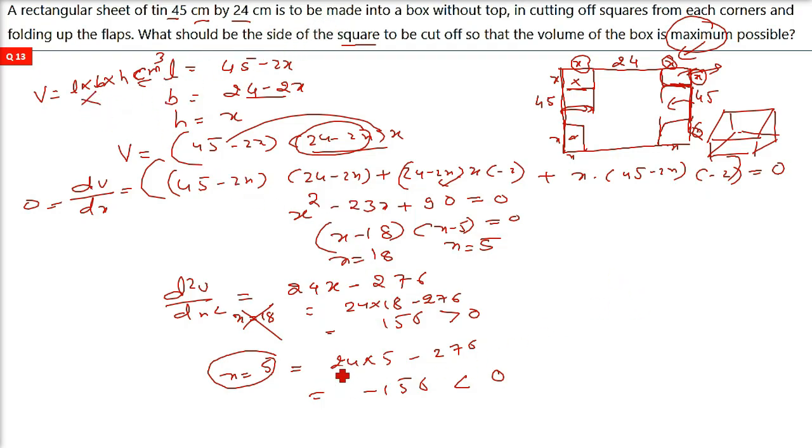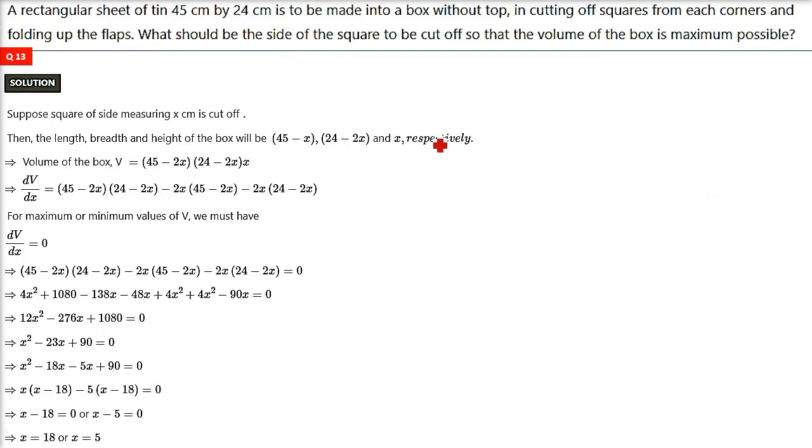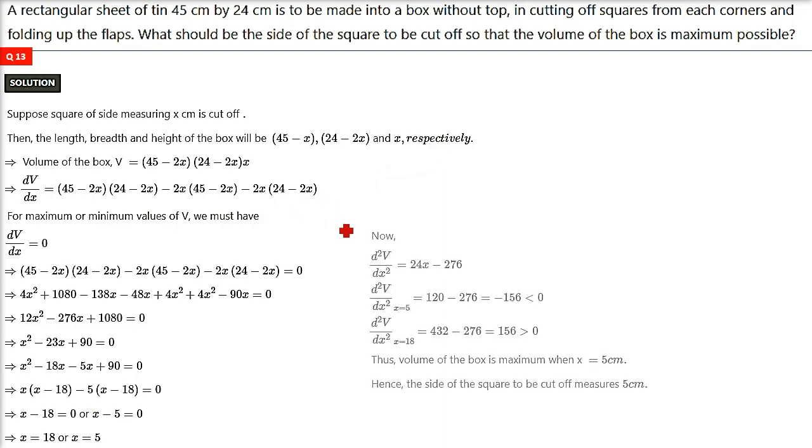I hope you got the idea why we have taken x equals 5 and ignored x equals 18. x equals 5 is the final answer because the question is asking only about the dimension. When you have x equals 5, length can be 45 minus 5 into 2 and breadth will be 24 minus 2 into 5. So this is the whole scenario. I am not actually finding the volume because the question is not asking about that. They are only asking about the x.